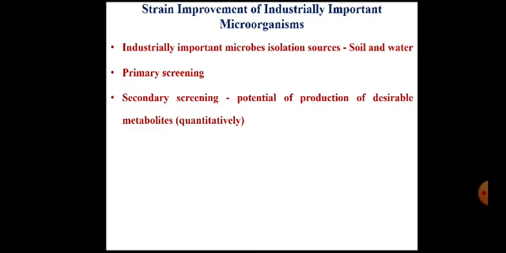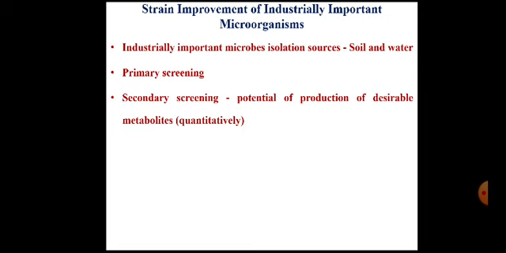Then after the selection of desirable microorganisms through primary screening, we go for secondary screening. In primary screening we just look for the isolation of desirable microorganisms. What are these desirable? If you are looking for an antibiotic producer, a vitamin producer, an organic acid producer, or an enzyme producer, using the respective media or methodologies, you can go for the isolation of such organisms.